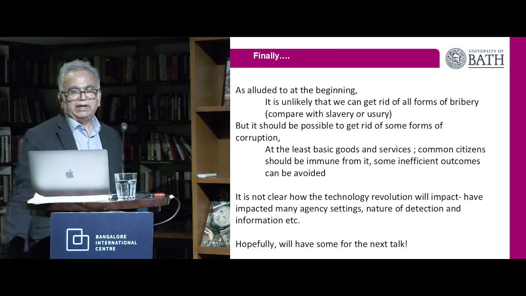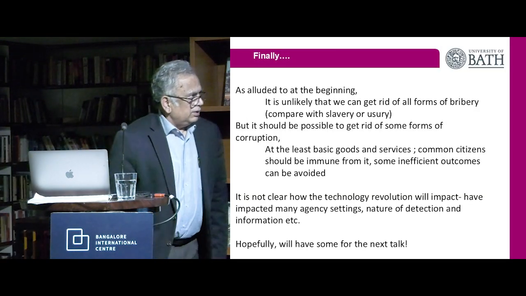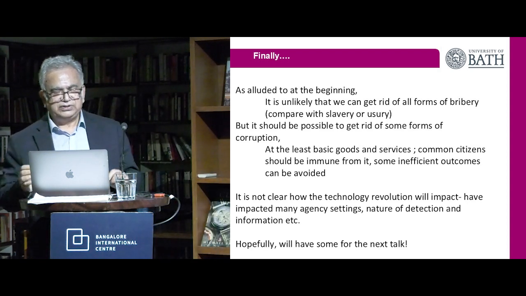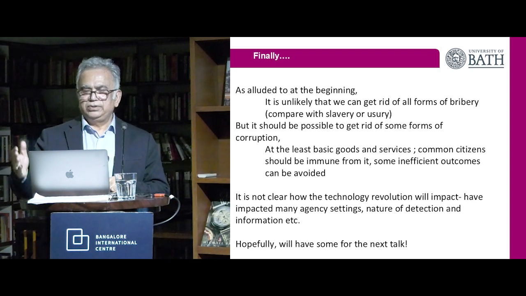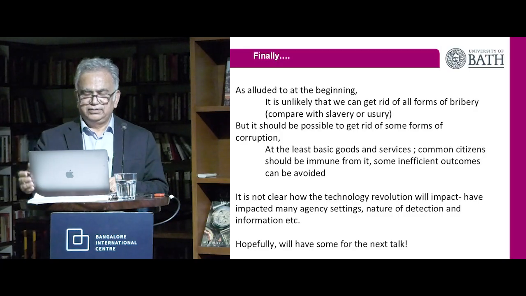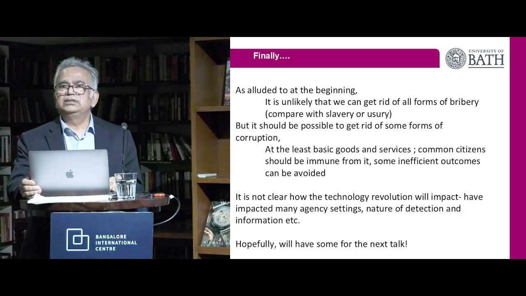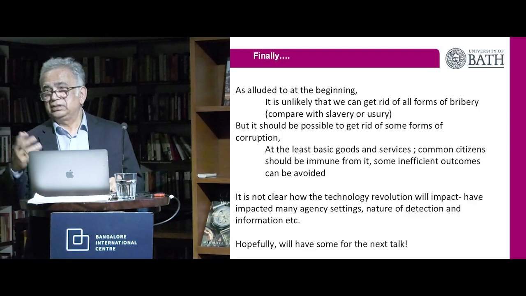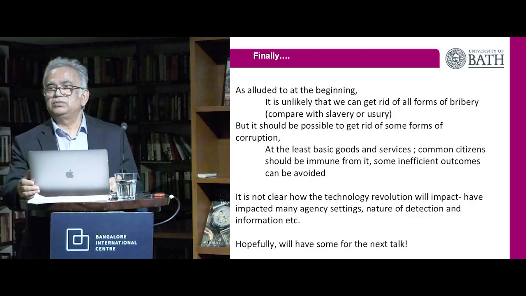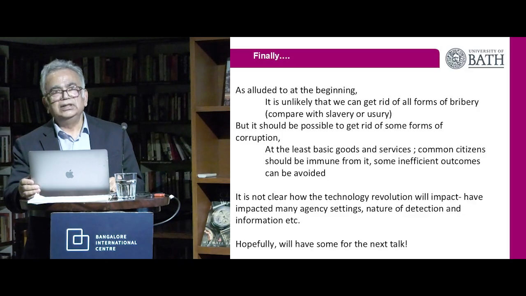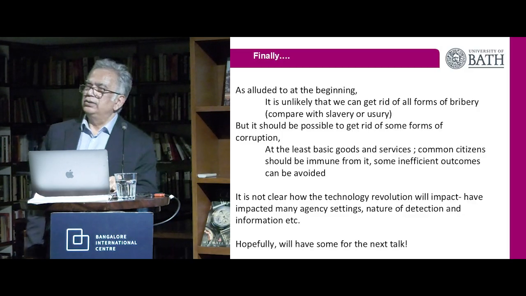Finally, all I'm saying is, I'm still a very optimistic person. We may not be able to get rid of all forms of bribery because of various pressures and constraints. But at least the target should be that basic goods and services for common citizens should be immune from it. I know in the UK there is plenty of corruption at some level, as we see from convictions. But you don't have to worry about this kind of basic goods and services.